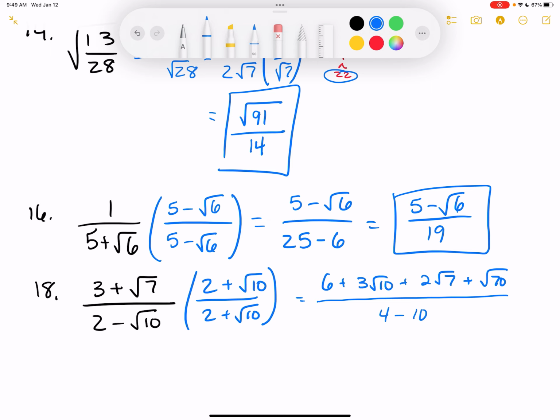Okay, sometimes it'll work out nicely where something up here will cancel out. The square root of 70, it can't be broken down because you just have 7 and 10, 10's 2 and 5, so nothing's going to break out of it. If you can take something out, you need to do so. So I'm just going to keep the top as is. And then on the bottom, I'm just going to have negative 6.